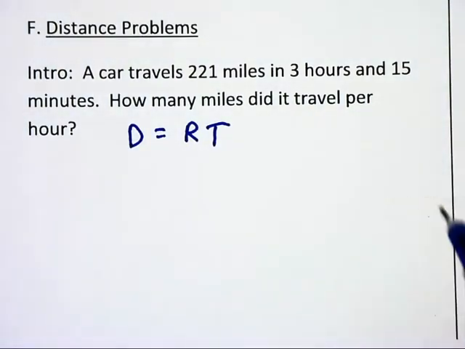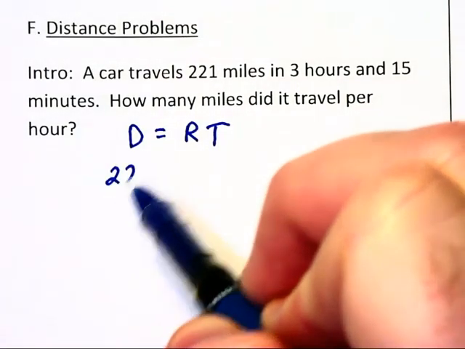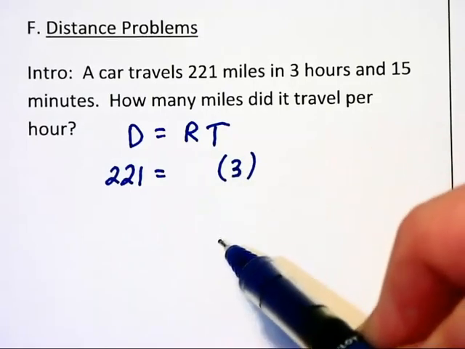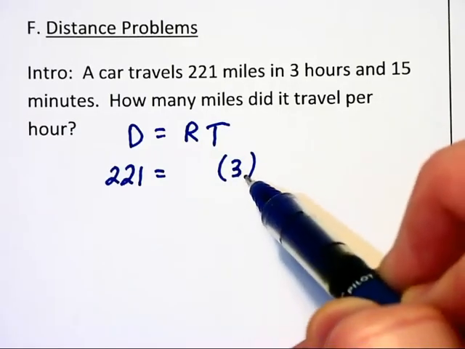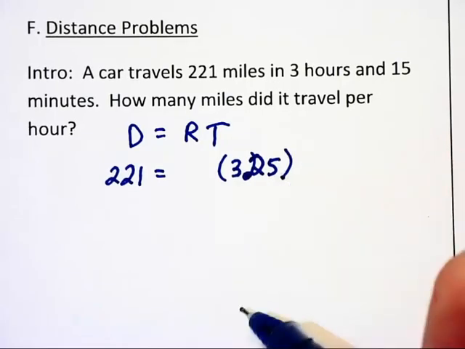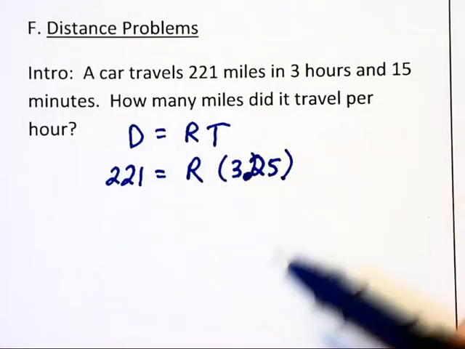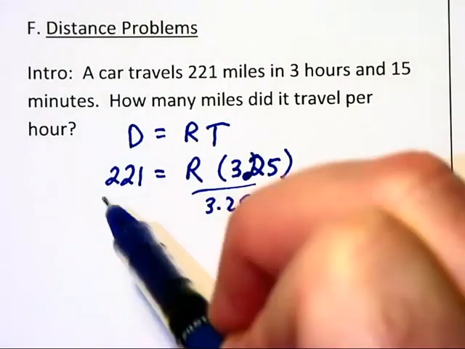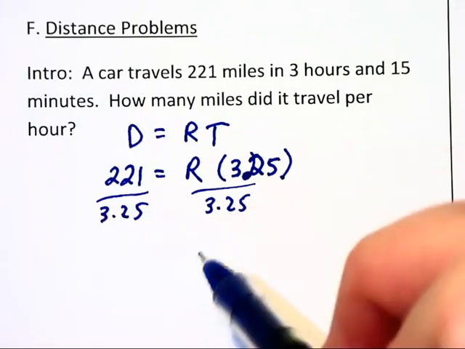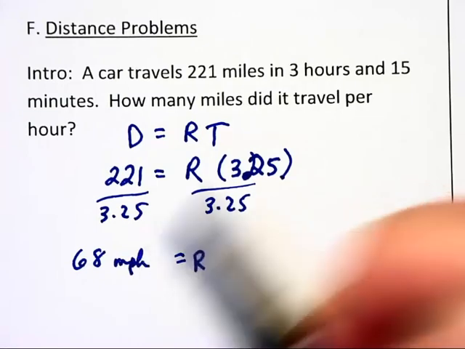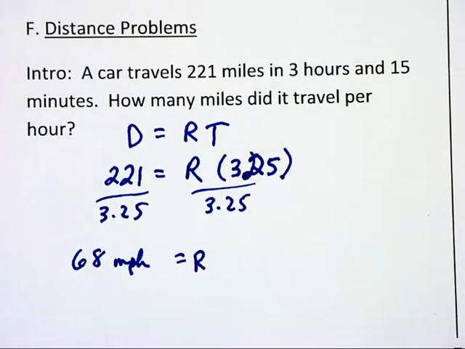A car travels 221 miles, that's the distance, in 3 hours, that's the time. 3 hours and 15 minutes, that's 3.25. Sorry about that. And what is the rate? That's what we're solving for. So if we were to just divide each side by 3.25, we would find out that the rate is 68 miles per hour.